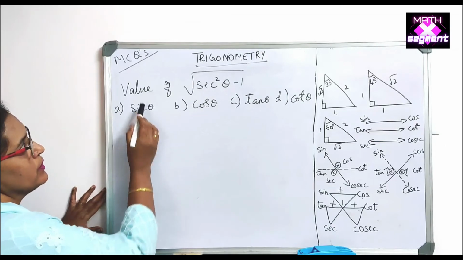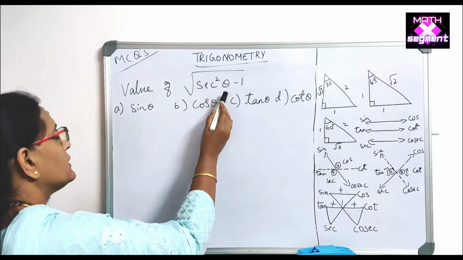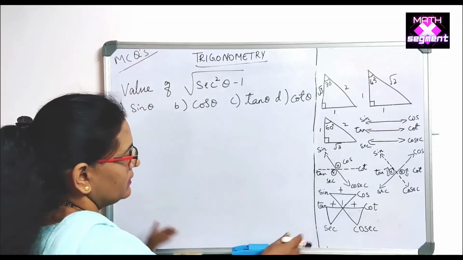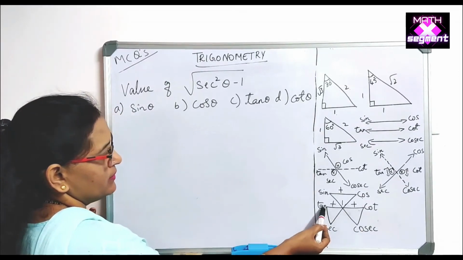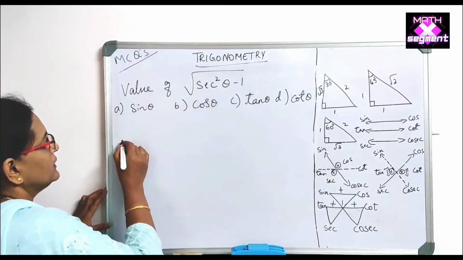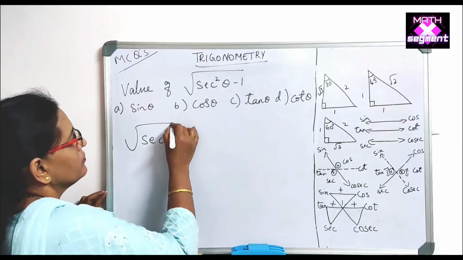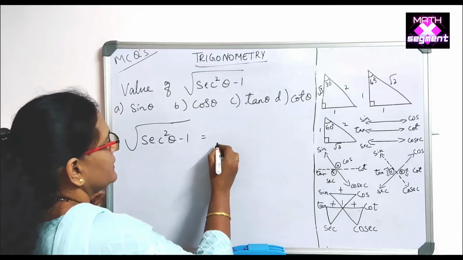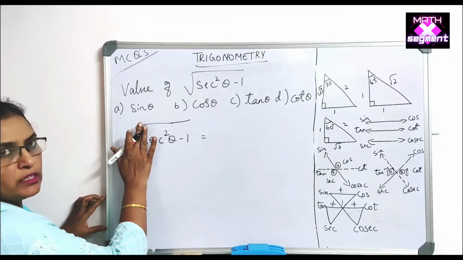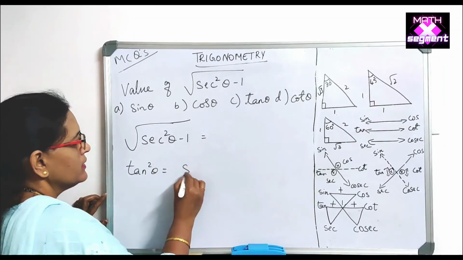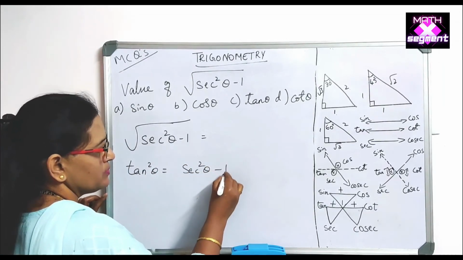Let's solve the next question. Value of square root of secant square theta minus 1. So this is also an identity where secant square theta minus 1 is nothing but tan square theta. But here the given information is secant square theta minus 1. So let us forget for the time being the square root. So we can write tan square theta is nothing but secant square theta minus 1.